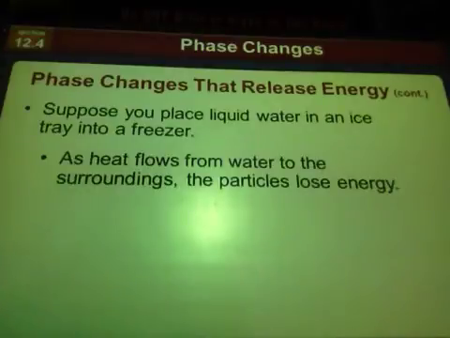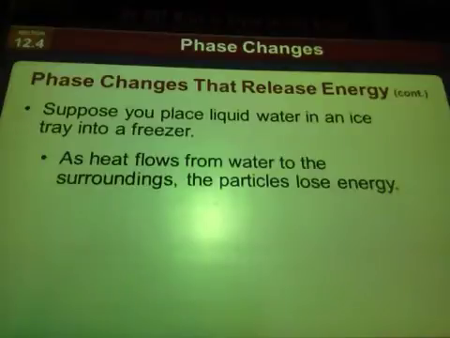So I want to know what will happen to the liquid water in an ice tray if I place it in the freezer. I know that it's going to solidify. So in this case, if we're moving from a liquid to a solid, we have called that what phase change? We know that's freezing. So as heat flows from water to the surroundings, the particles are going to lose energy.